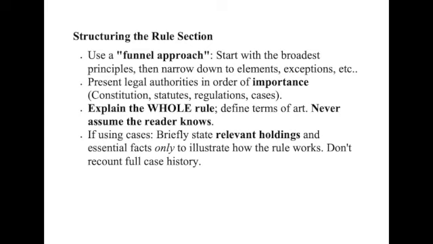Any tips there? Yeah, the sources suggest a kind of funnel approach. Start with the broadest principles and then narrow down to the specific components, the elements, and any applicable exceptions or defenses. Broad to specific. Right. You should also present your legal authorities in order of importance. Constitution first, then statutes, regulations, then case law. And it's critical, really critical, to explain the whole rule and define those terms of art. Don't assume the reader knows. Never assume. And if you're using cases, you need to briefly state the relevant holding and perhaps only the essential facts or conclusions necessary to illustrate how the rule operates. Don't just recount the entire case history. You're explaining the law, not just listing sources.